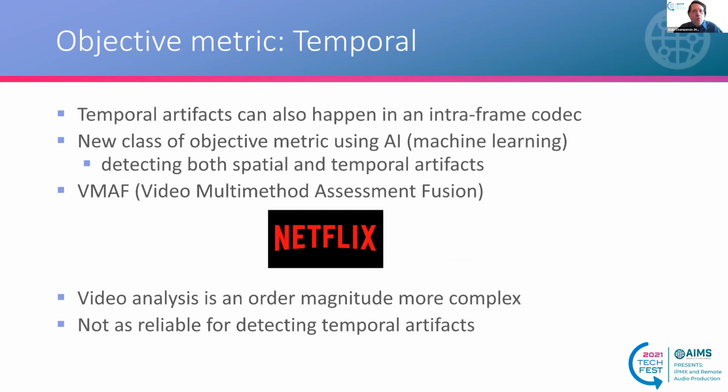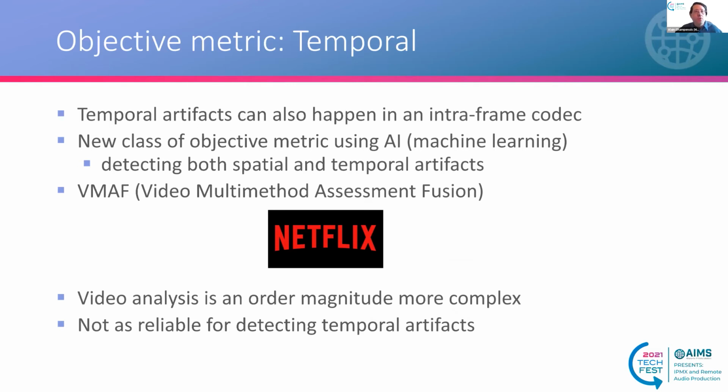We also have another type of artifact, which are temporal artifacts. And those artifacts can also appear in intra-frame codec. For example, having a flashing pixel between several frames. These artifacts are not detectable using the common image metrics that we just talked about, which are PSNR and SSIM.